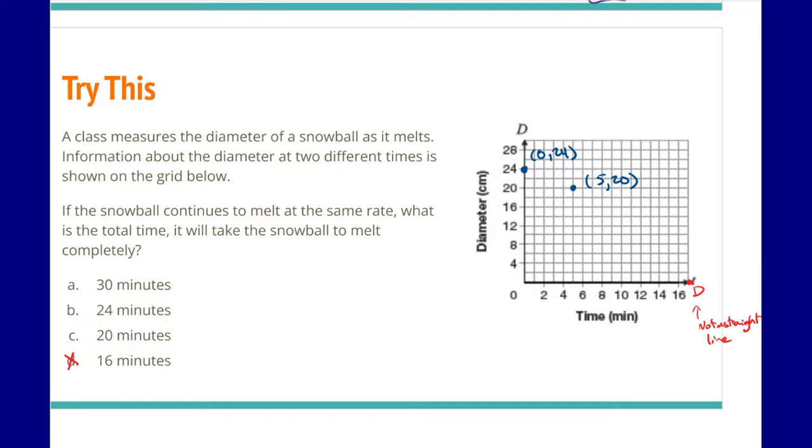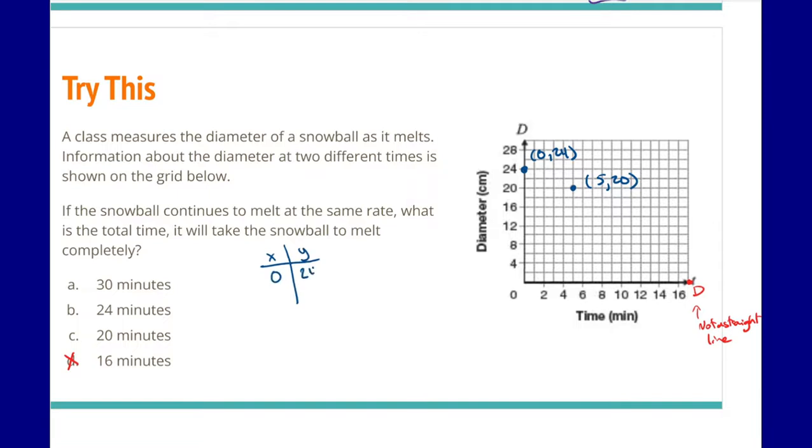So there's different things that you could do. We could graph this out. We could maybe extend our graph nicely and kind of guess when the diameter equals 0. The other thing we could do is find our multiplier and just continue our pattern.